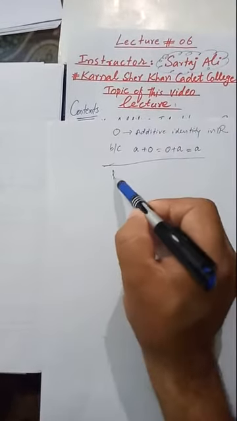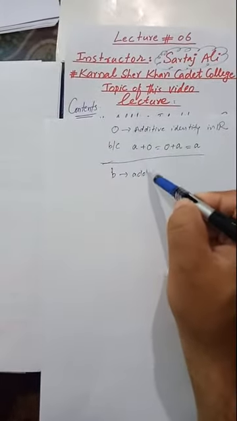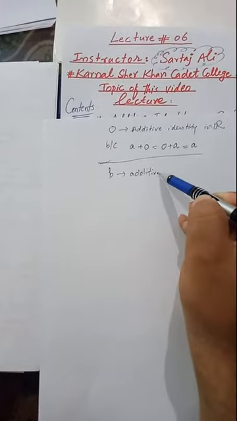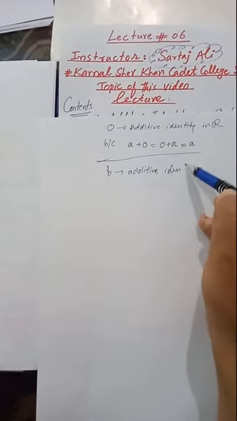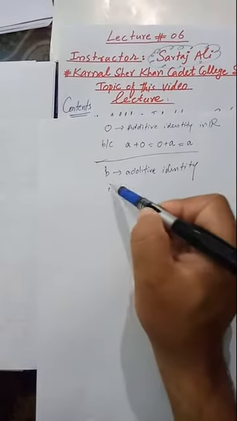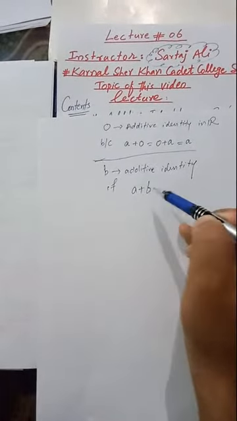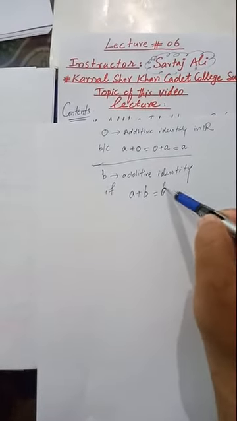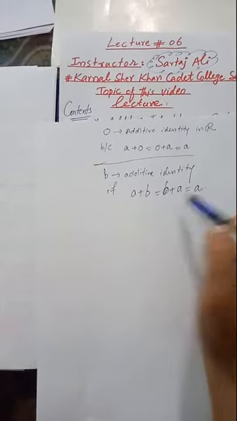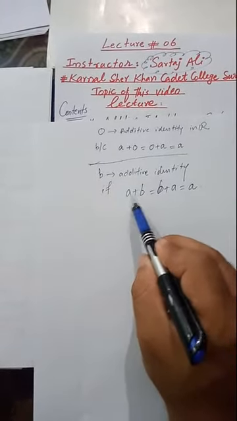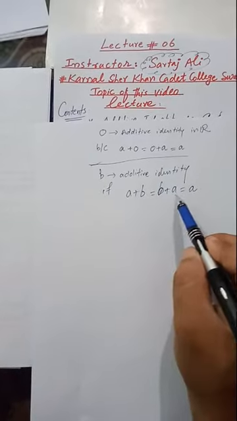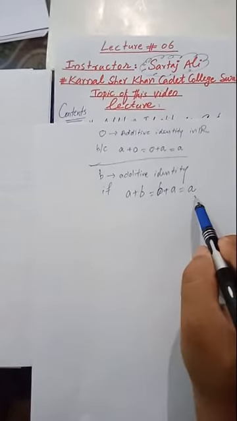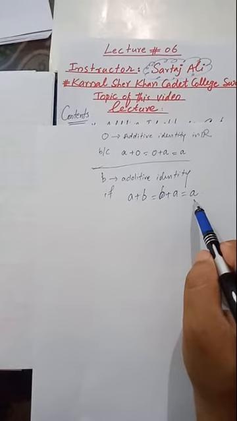In other words, in general we can say like this: B is called additive identity if B is added with A from left or from right, and you will get A again. Meaning you see that by adding B with A from right or from left, the value of A is not changing. A is any real number.